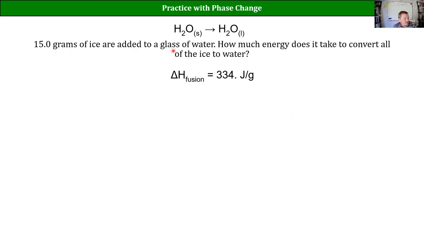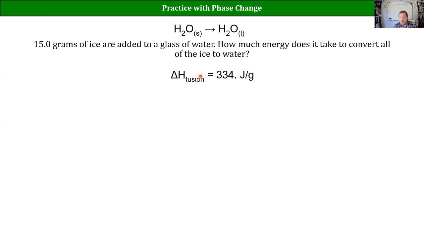So this is a practice problem that is similar to the homework, where we start with grams of ice. It says, how much energy does it take to convert all of the ice to water? Well, delta H of fusion is going from solid to liquid or liquid to solid. Your drink gets colder when you put ice in it, right? Because you're dumping energy from your drink into the ice to melt it. So the ice needs to absorb energy to melt.